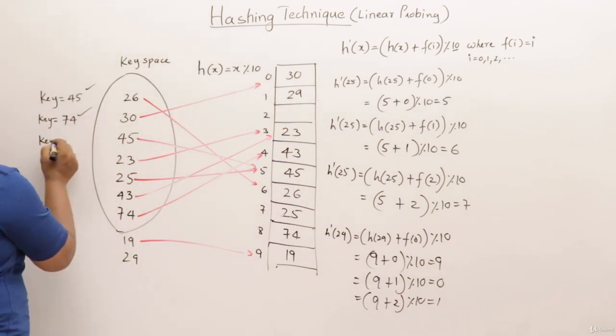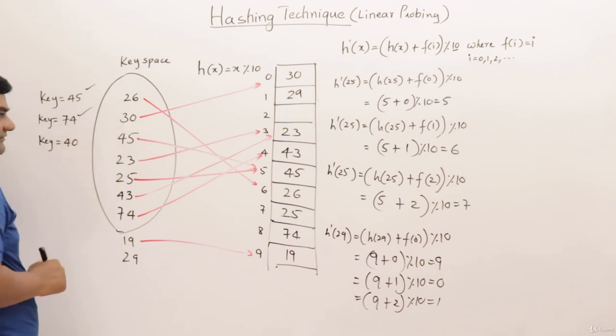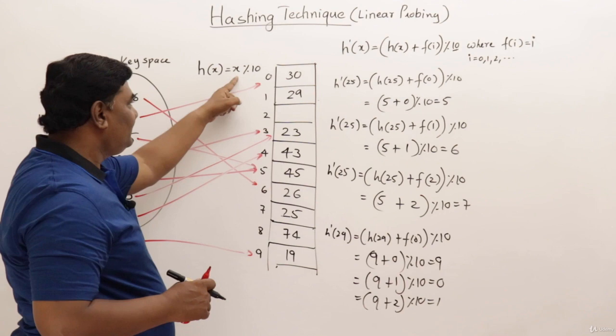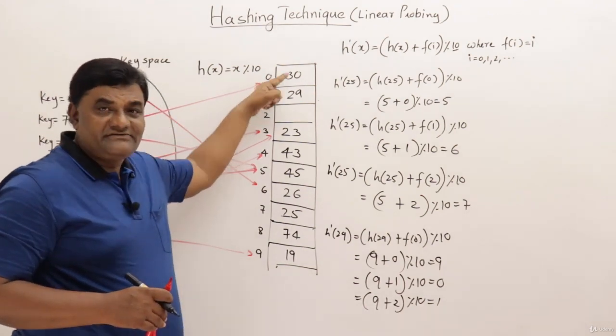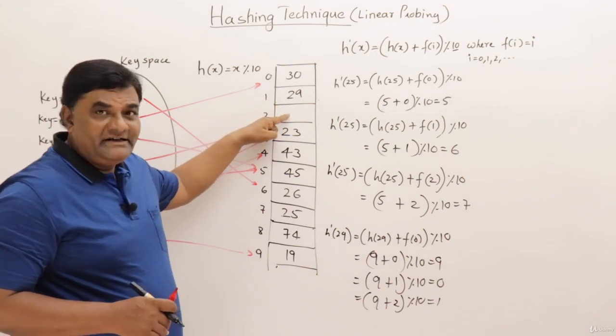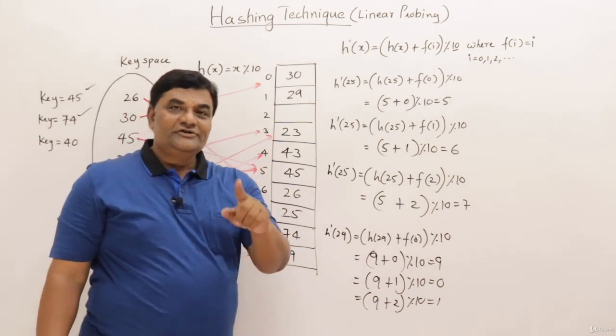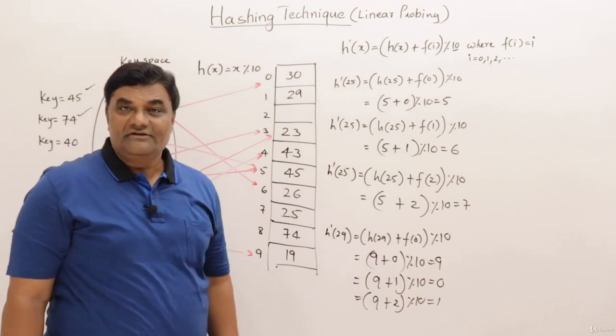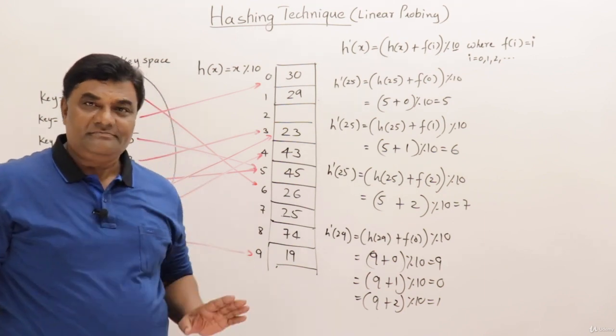Let us try for a key 40. Now watch this. 40 mod 10 is 0. Is it 40? No. Is it 40? No. Next place, it's vacant. So you should stop your search once you get a free space. If you get a free space, then you should stop.